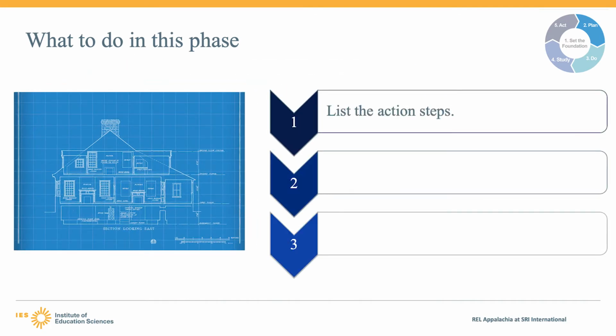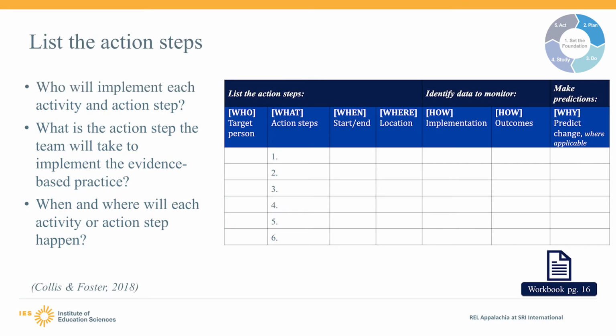To develop your plan, your team will list the action steps, identify data to collect, and make predictions. Next, we'll describe each of these steps in more detail. To start, you'll list out the action steps required to implement the evidence-based practice you selected in phase 1. As you list each action step, think about the who, what, when, and where of each action step.